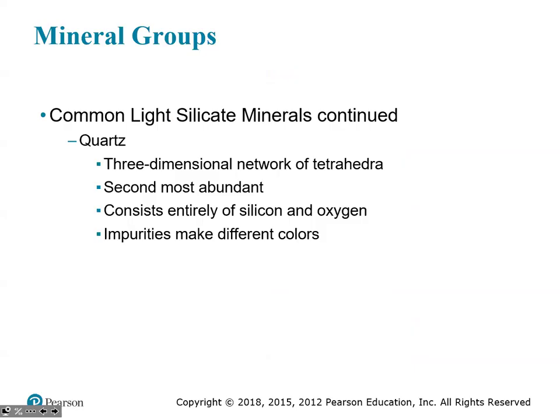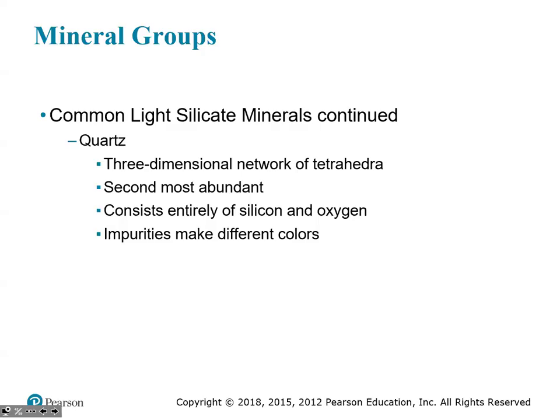Another light silicate mineral is quartz. This has a three-dimensional network of tetrahedra. It's the second most abundant type of silicate mineral. It's just silicon and oxygen. And quartz comes in lots of different colors, but all those colors come from impurities. Pure quartz is clear, transparent. Doesn't have any color. Now, quartz comes in basically every color of the rainbow.